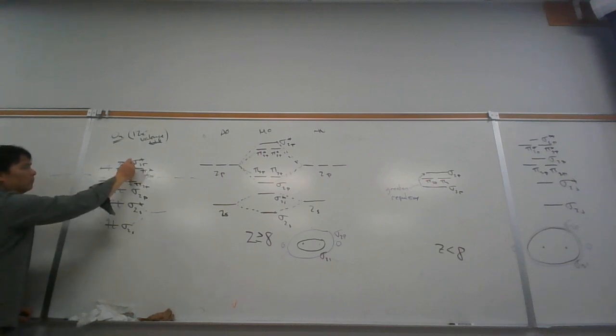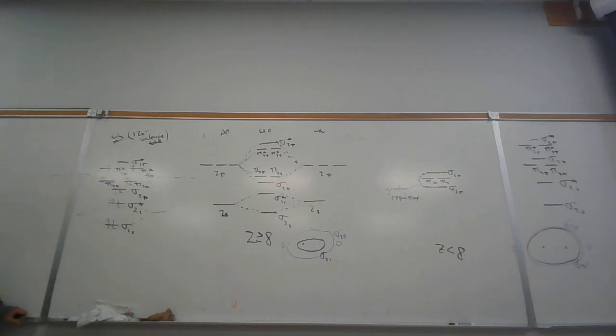That's Hund's rule. So oxygen needs to be paramagnetic or diamagnetic? Paramagnetic. And so in this case, oxygen is going to be paramagnetic. And so that's good because it is paramagnetic. What's the bond order?